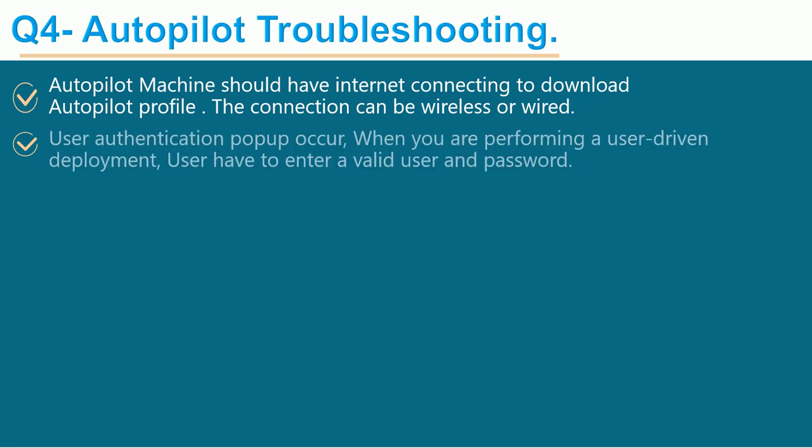Next, check whether the user authentication pop-up occurred. When you power on your device, the authentication pop-up should appear. When you are performing a user-driven deployment, the user has to enter a valid username and password. If that does not occur, that means your device is not connected with Intune, or your enrollment status page is not loaded yet on your device.